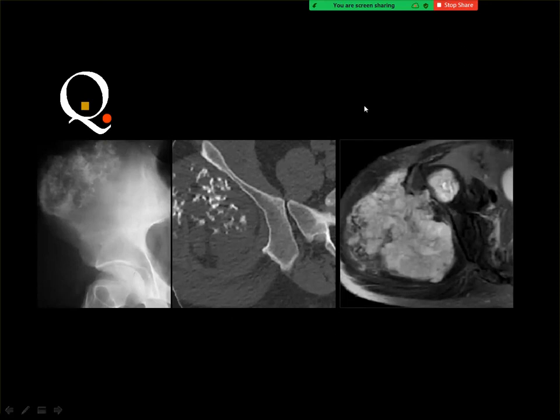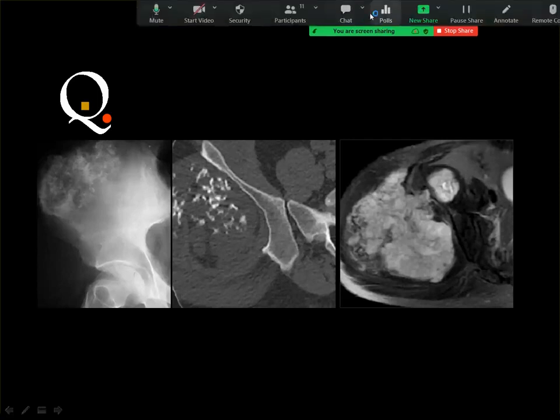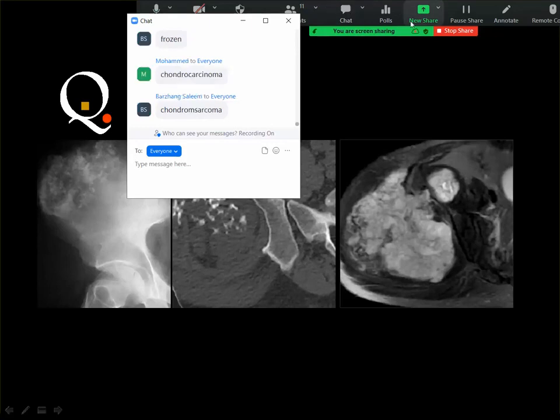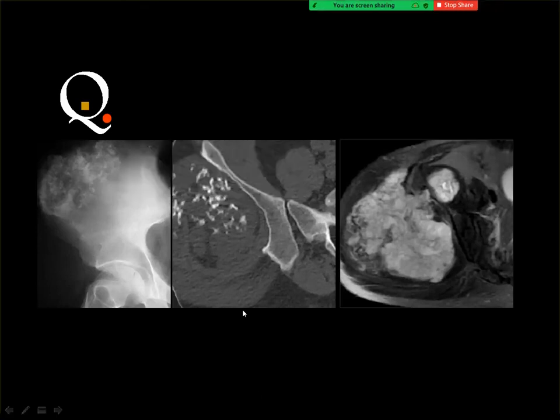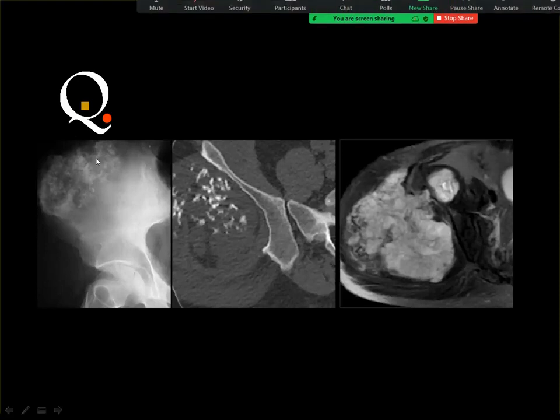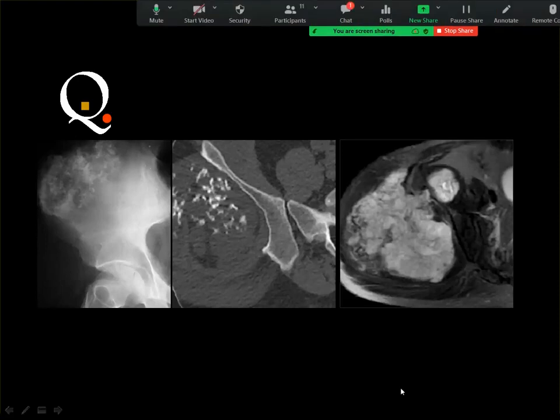Next case is an X-ray of the pelvis, CT and MRI, showing a big mass with matrix calcification. Yes, and the right answer, chondrosarcoma: big mass with matrix calcification, destructive changes in the adjacent iliac bone, and you see brightness in the T2 weighted image because the chondroid matrix is very bright, and the T2 weighted images may be similar to fluid or to the CSF.